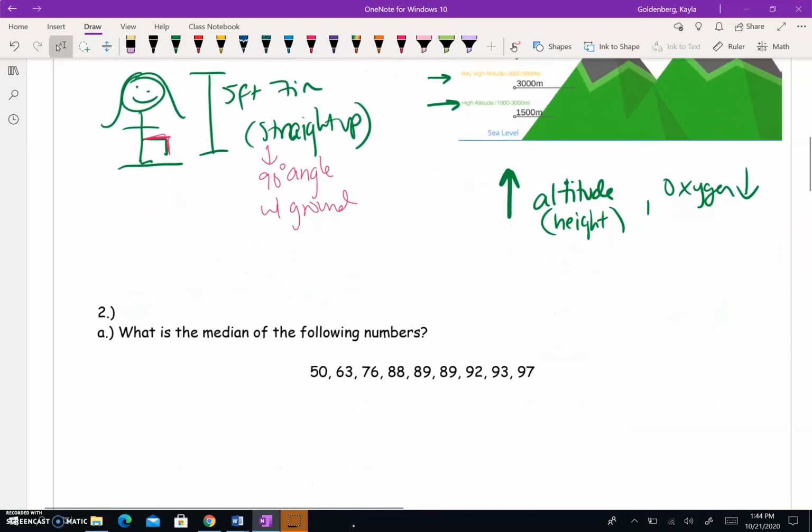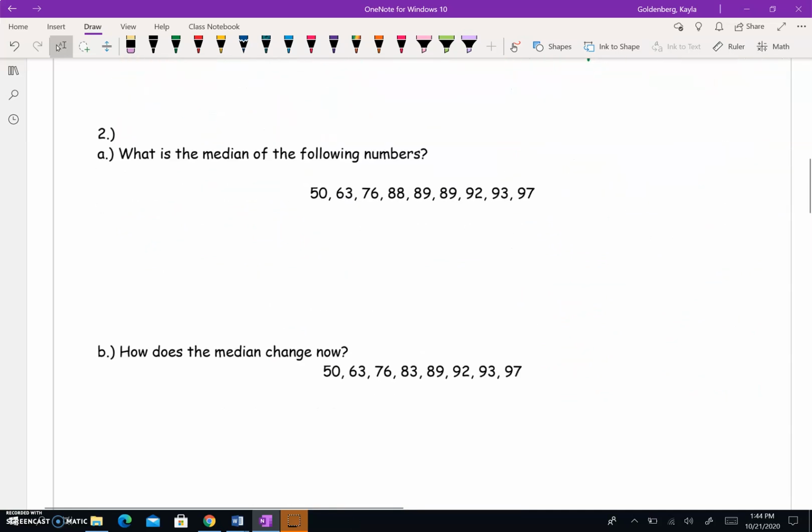And then the other vocab word we're going to talk about is median. The median of numbers. Back in middle school, you probably were told, find the median of this list. If the list was in order of littlest to biggest, you cross them out and look for which one's in the middle. Ta-da! The median, the middle, is 89. So median is a super fancy word for middle, just like altitude is a fancy word for height.